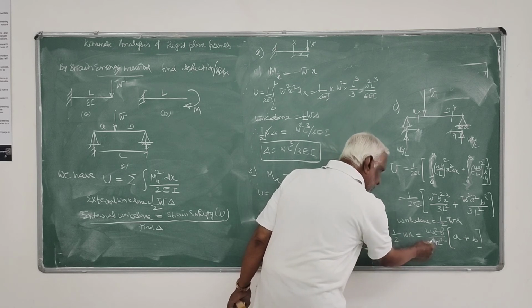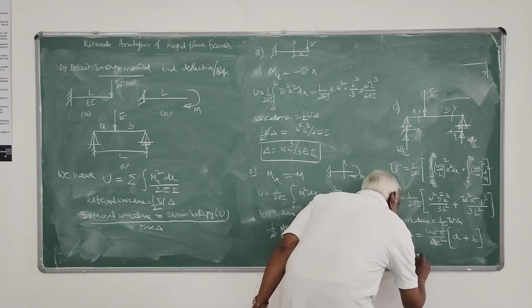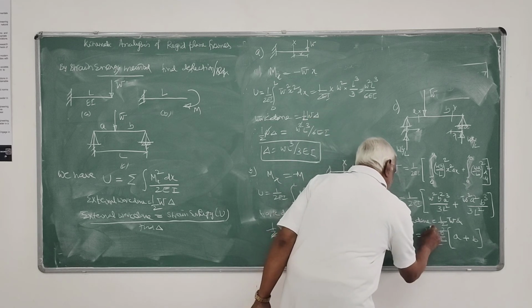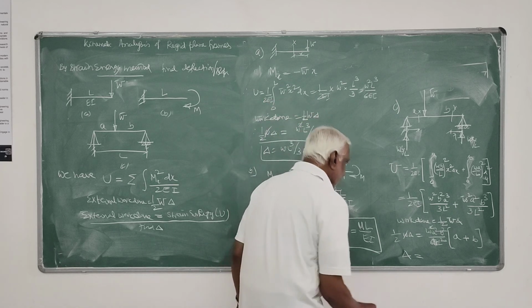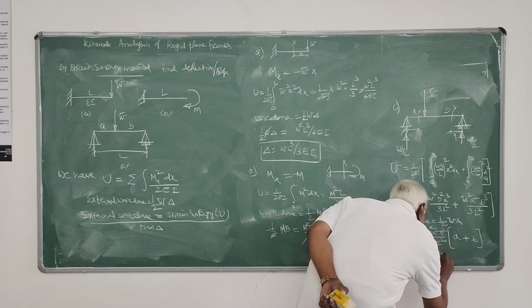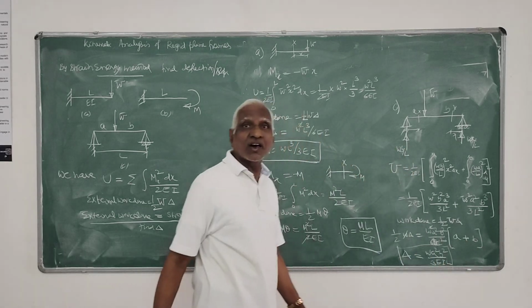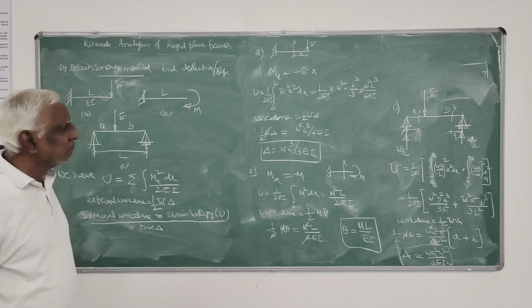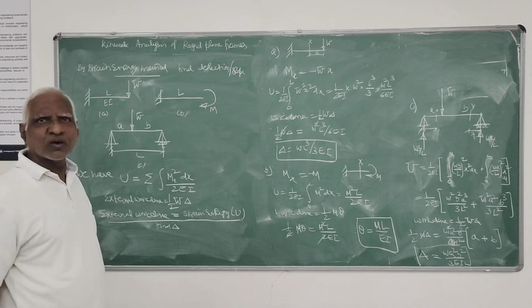Here also, half and 2, you will get 3. So you will get delta equals W square, this W will go, you will get W A square B square divided by 3 E I L. You can cross check whether you got the same solution. And if A equals B equals L by 2, what is the central deflection?